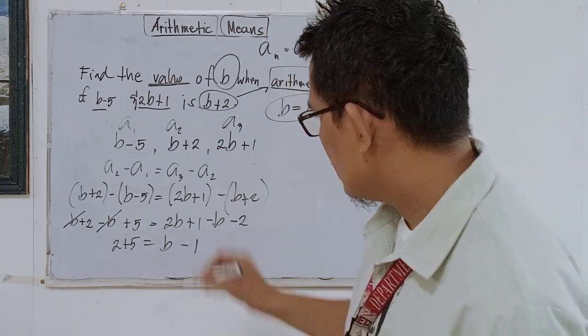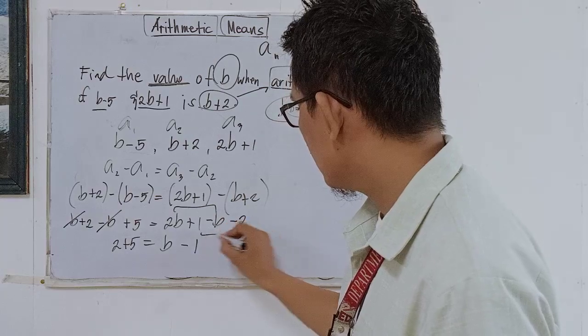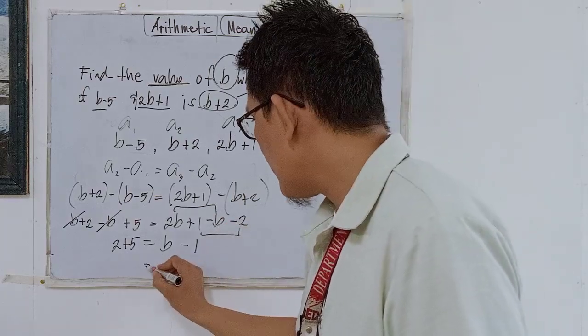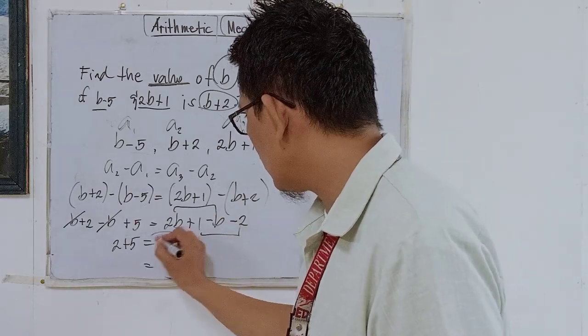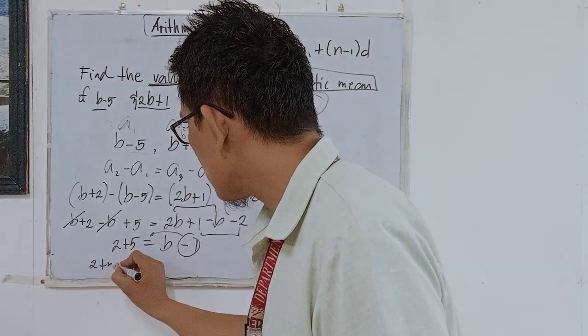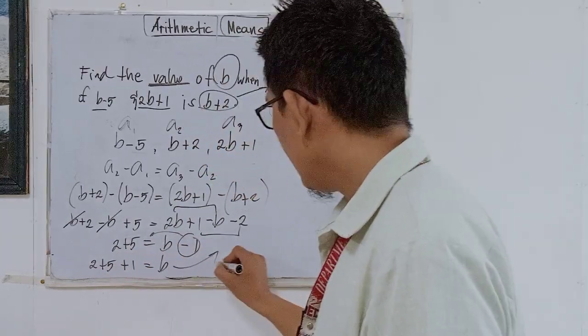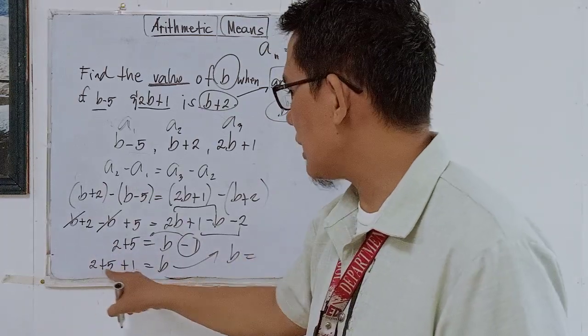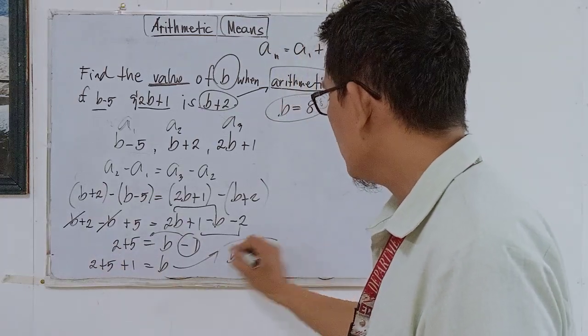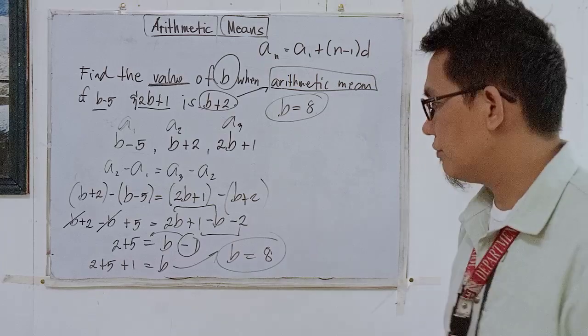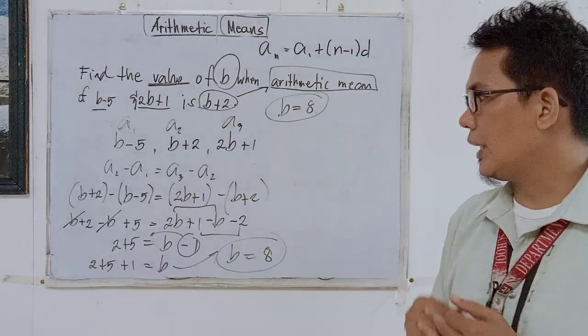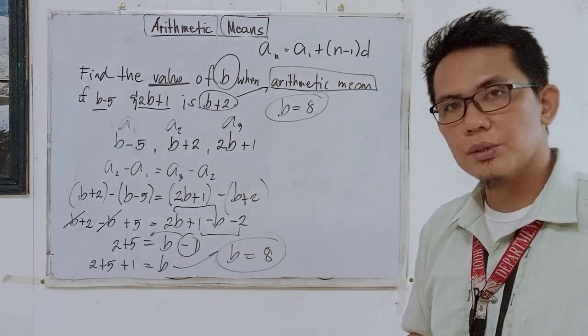Okay? Are you following? So, this becomes transposed, negative 1 to the other side. 2 plus 5, negative 1 will become plus 1, b. And therefore, b will become 2 plus 5 plus 1 is equals to 8. So, therefore, we still have the same value of b, and that is b is equals to 8.